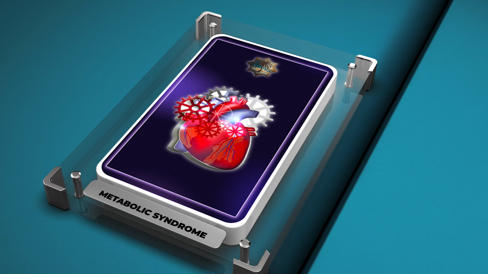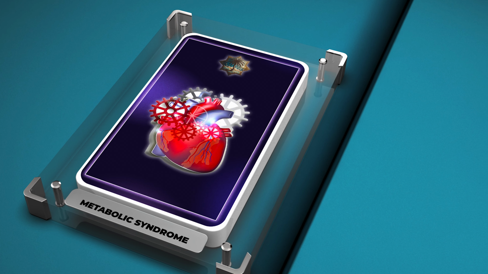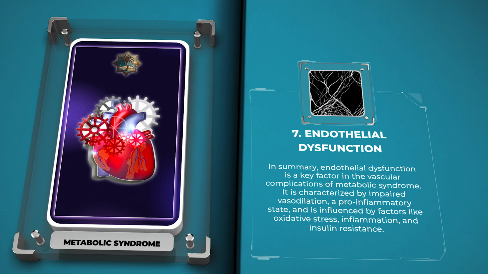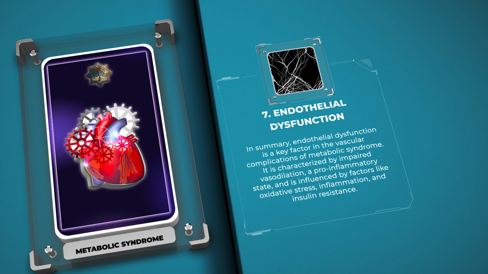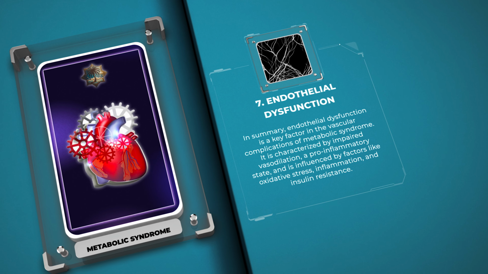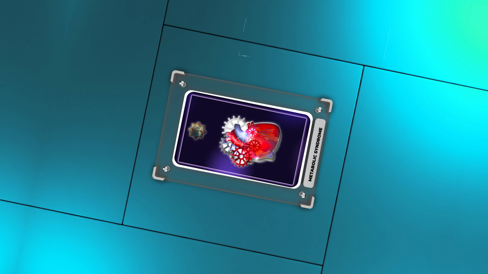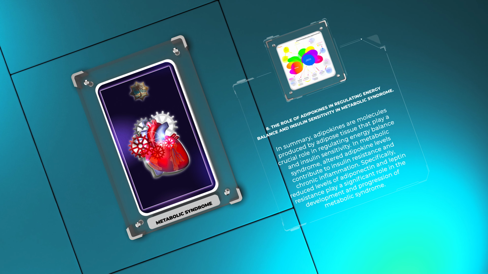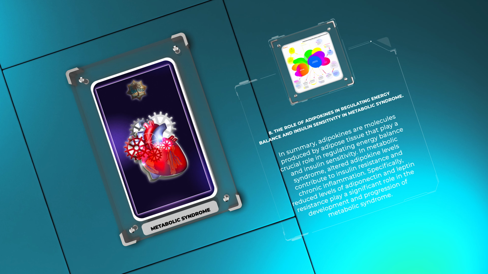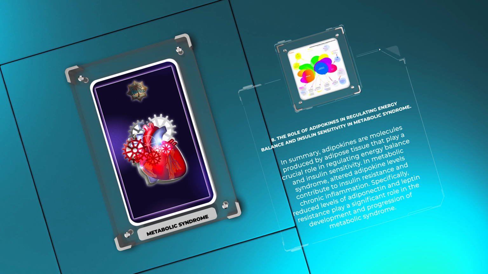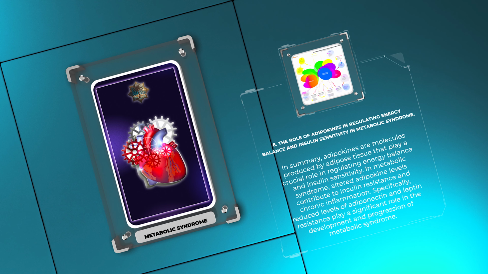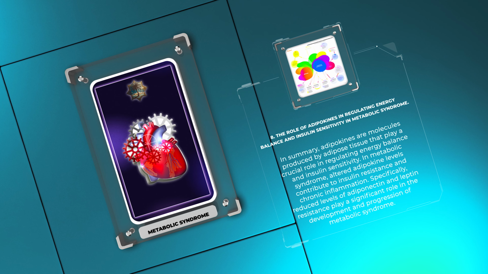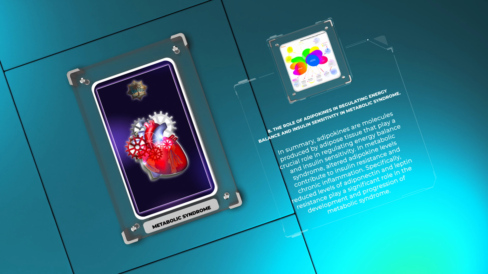In summary, endothelial dysfunction is a key factor in the vascular complications of metabolic syndrome. It is characterized by impaired vasodilation, a pro-inflammatory state, and is influenced by factors like oxidative stress, inflammation, and insulin resistance. In summary, adipokines are molecules produced by adipose tissue that play a crucial role in regulating energy balance and insulin sensitivity. In metabolic syndrome, altered adipokine levels contribute to insulin resistance and chronic inflammation. Specifically, reduced levels of adiponectin and leptin resistance play a significant role in the development and progression of metabolic syndrome.